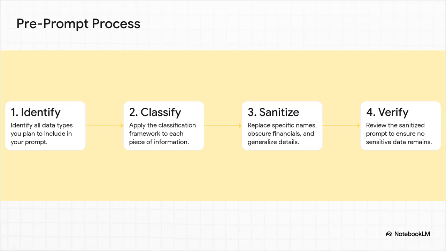Step 3, sanitize. This is where you get clever. You replace specific names, like Acme Corp, with something generic, like a large logistics company. You obscure numbers, turning $1.2 million into a 7-figure deal. You keep the meaning, but you remove the risk. And finally, step 4, verify. Just give it one last quick read-through to make sure you didn't miss anything. After a while, this becomes second nature, a quick mental checklist you do in seconds.